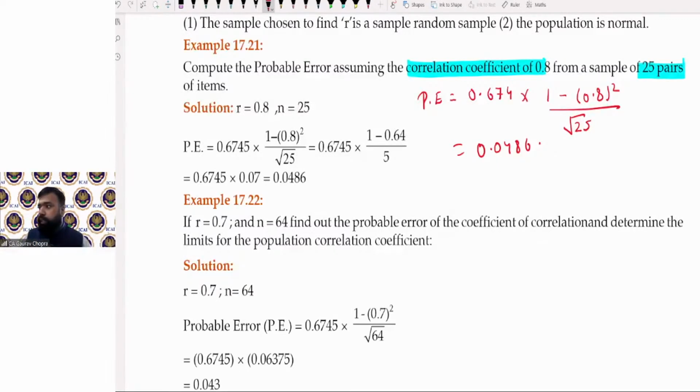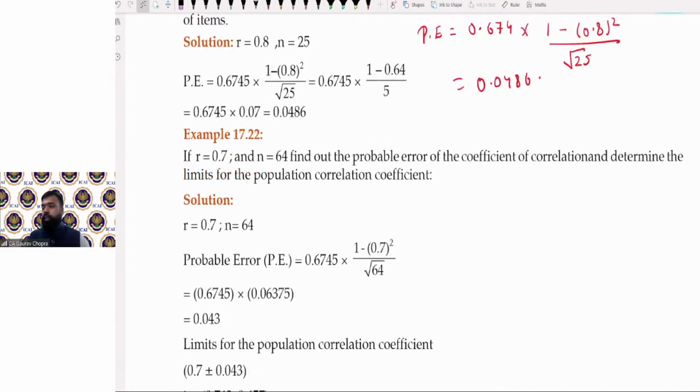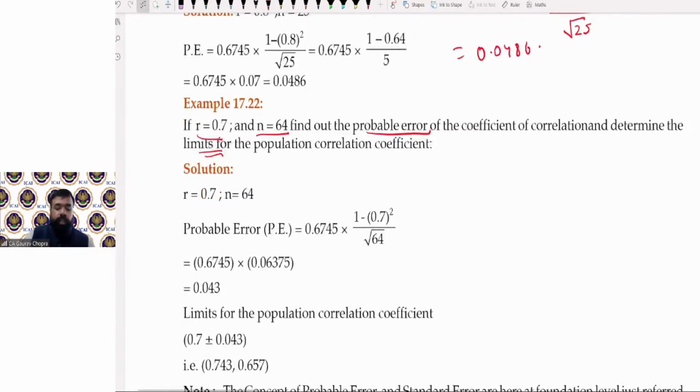All clear till here? यहाँ तक कोई डाउट है किसी को? Let me know, because the chapter is near to completion now and then we will be moving towards exercise questions. So this was illustration number 21. Now let's solve 22 also. r is given, n is given. Find the probable error of the correlation and determine the limits. साथ में आपको limits भी बतानी है। So yes, we will discuss the limits also.